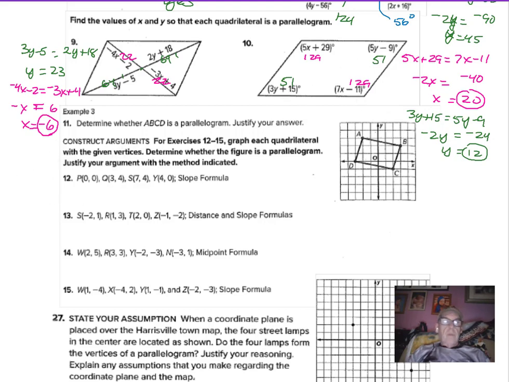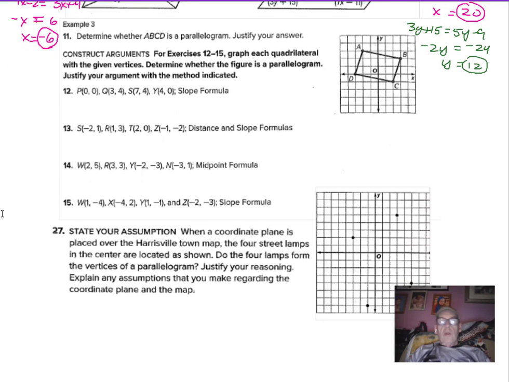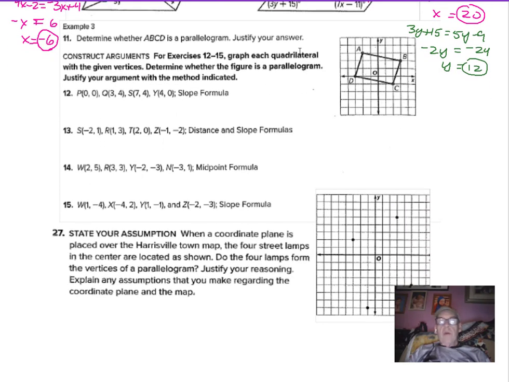Let's look at number 11. Determine whether ABCD is a parallelogram and justify your answer. So we could go for opposite sides being congruent, show that the distance from A to D is equal to the distance from B to C. And we haven't really done a distance formula one for a while, so let's do a distance formula problem.